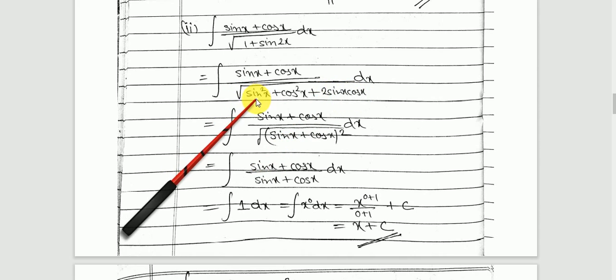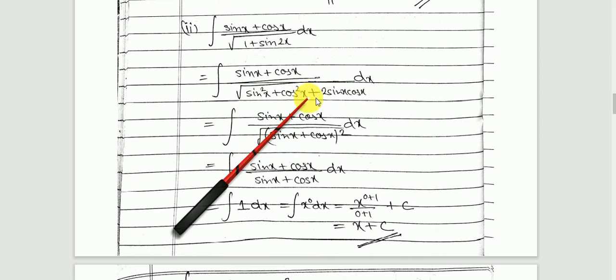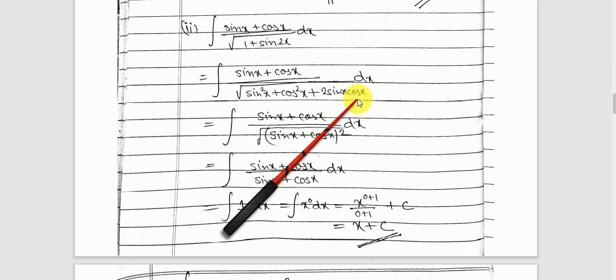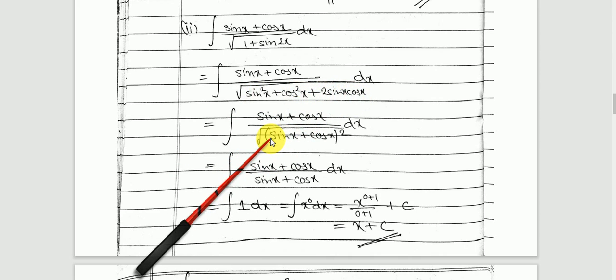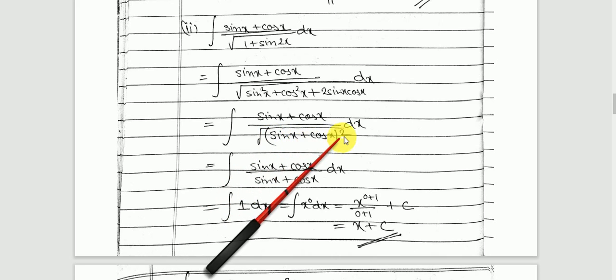Here you can see that this is like a square plus b square plus 2ab. So the denominator can be written as the square root of (sin x plus cos x) whole square. In the next step, the root will be removed and you are left with sin x plus cos x upon sin x plus cos x. The numerator and denominator are the same, so they cancel and you are left with 1. That is nothing but x to the power 0.